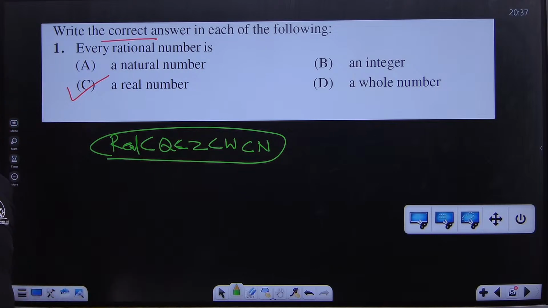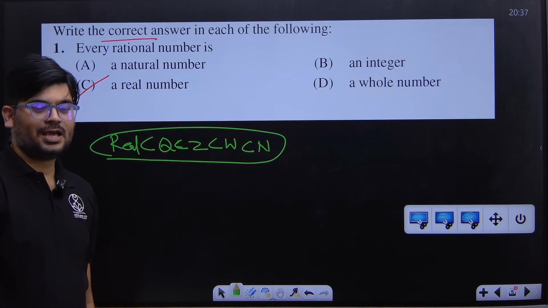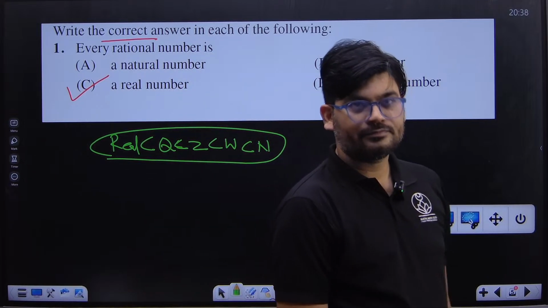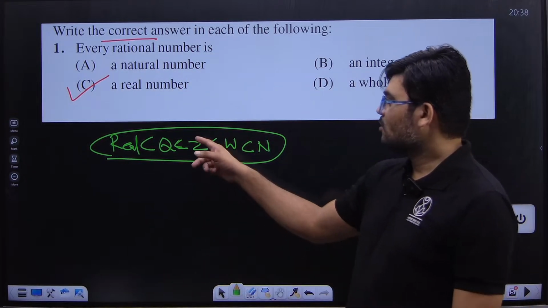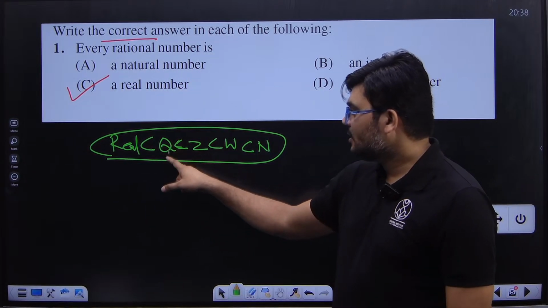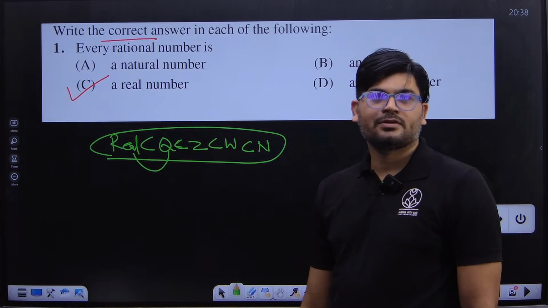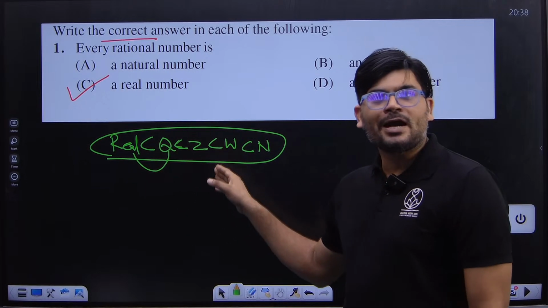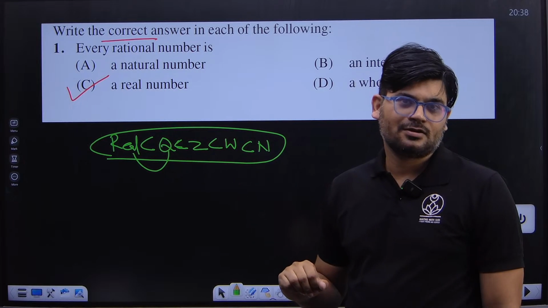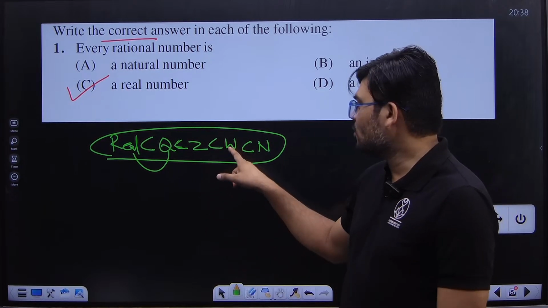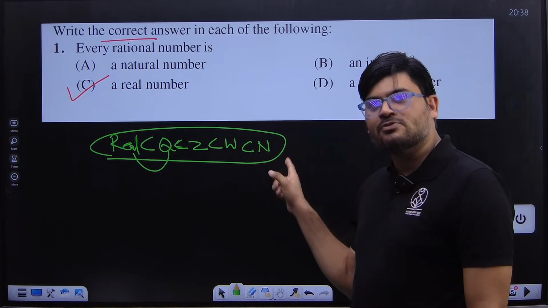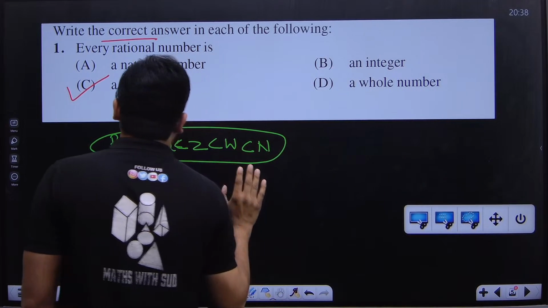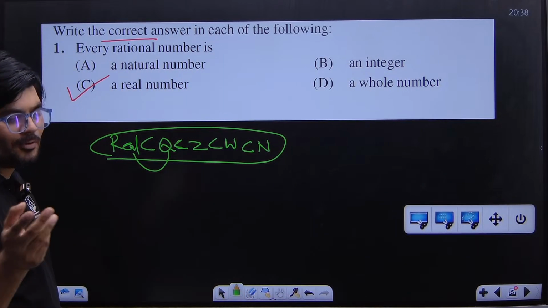Real number is everything. So every rational number is a real number. A superset can't be part of a subset, because every whole number can't be a natural number, but every natural number is a whole number. The subset list goes like this. I forgot that you know about sets as well.